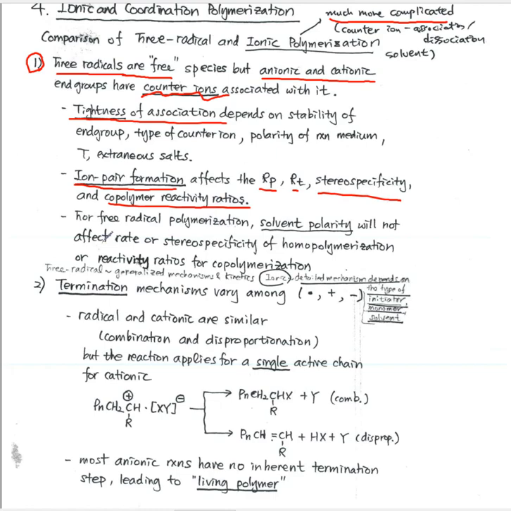When you learned about free radical polymerization, we didn't really care about solvent, right? Especially solvent polarity. But in ionic polymerization, even solvent polarity, whether you use a polar solvent or a non-polar solvent, affects many different features of the polymerization process.